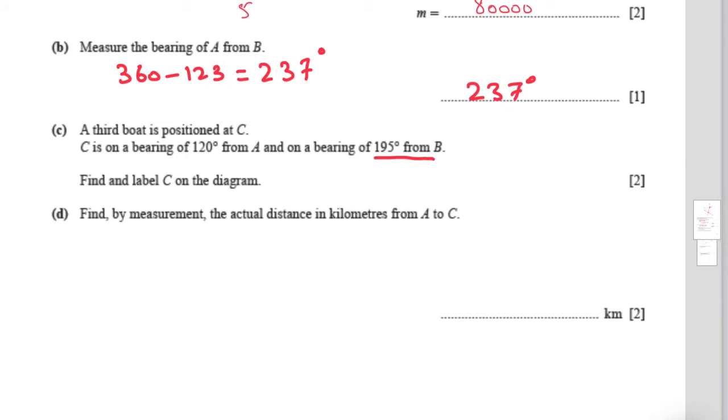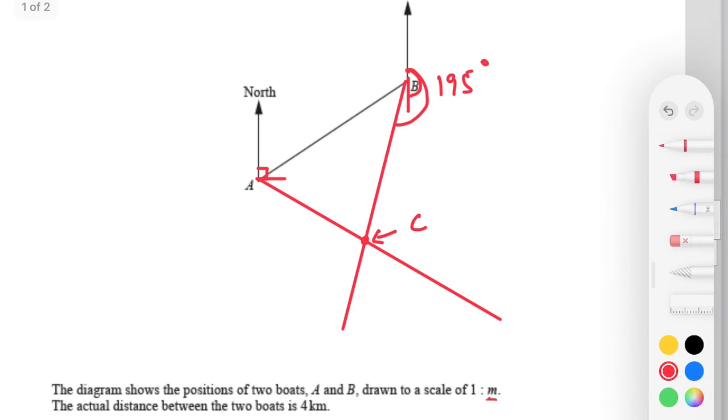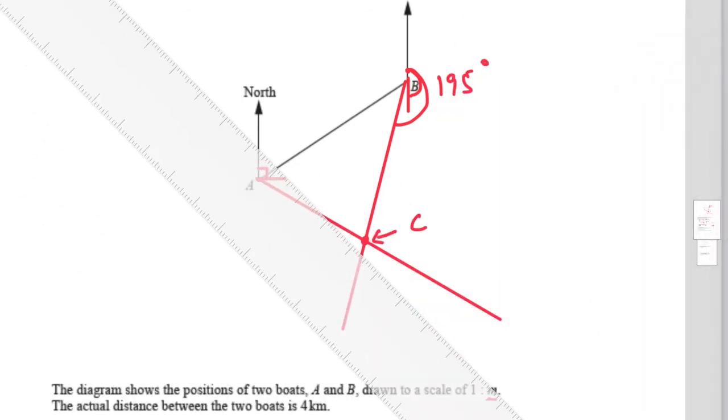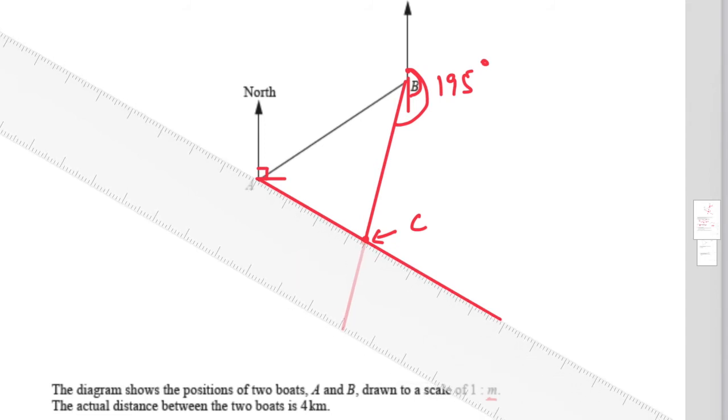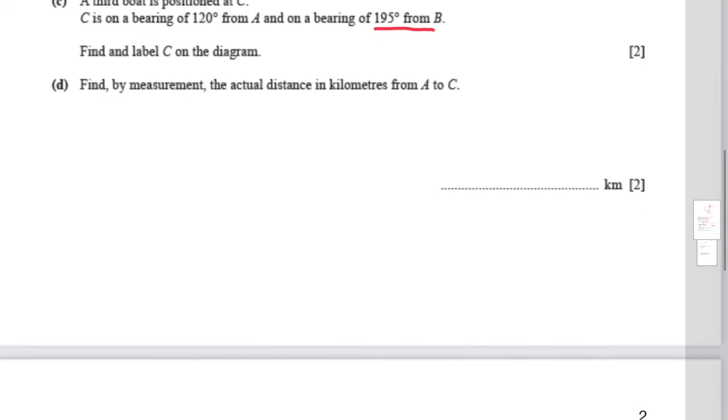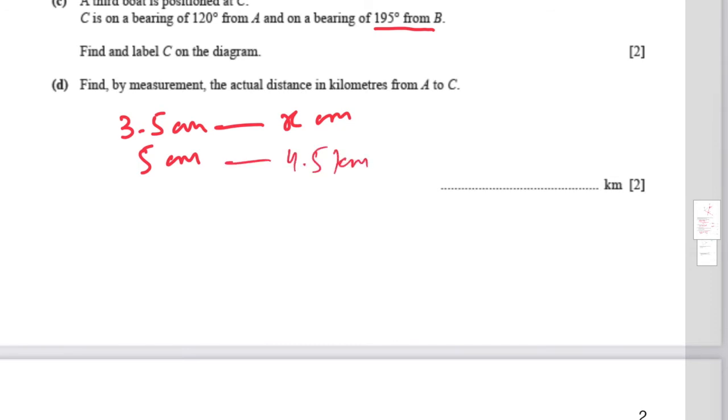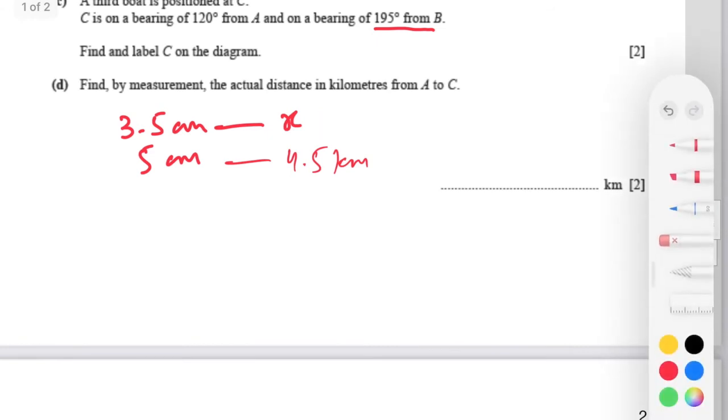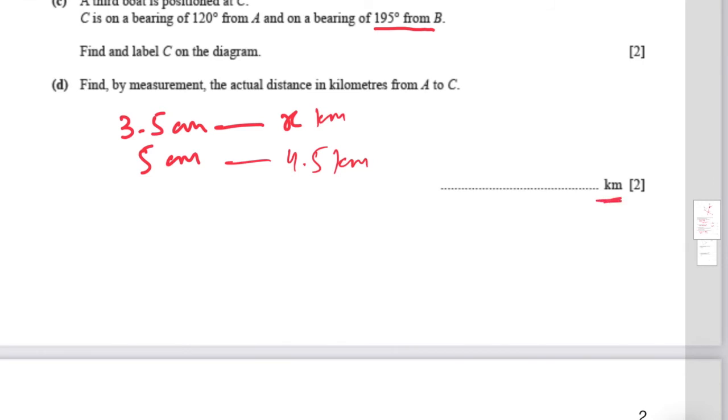Now what does the question say further? Find by measurement the actual distance in kilometers from A to C. So let's measure the distance between A and C first. The distance between A and C is 3.5 centimeters. So if A to C is 3.5 centimeters, then what is the distance in reality? Let's say that it is x centimeters. So our scale was 5 centimeters to 4.5 kilometers, and let's convert the centimeters to kilometers so that it's easier for us. The question also asks us to answer in kilometers, so let's cross multiply them. 4.5 times 3.5 divided by 5 would give us x.